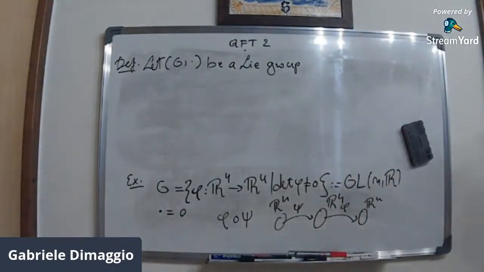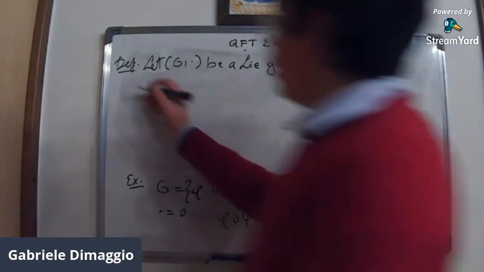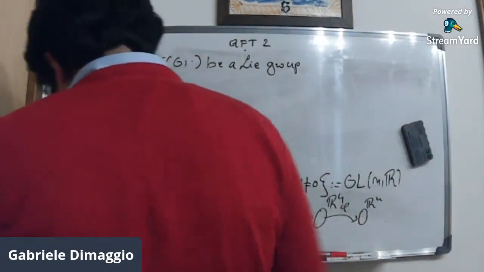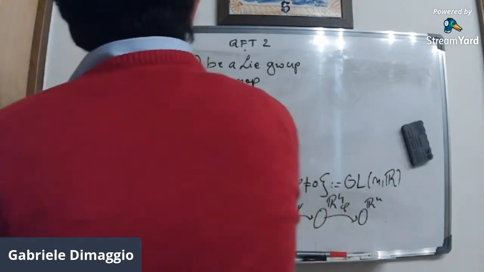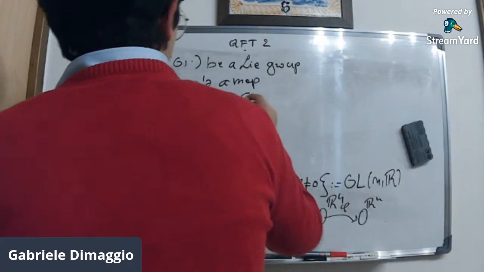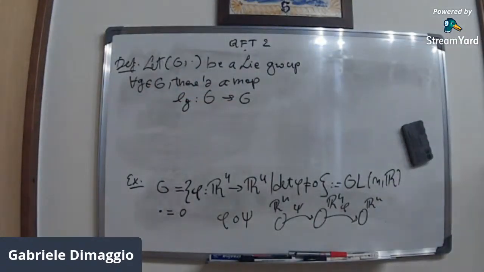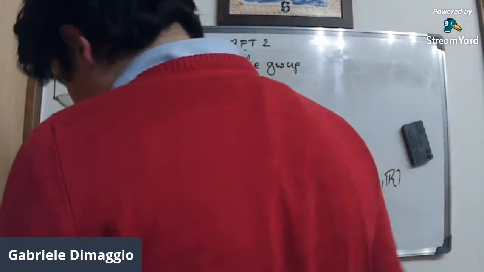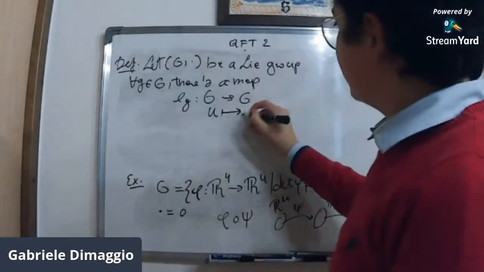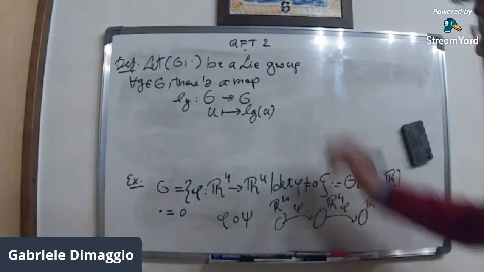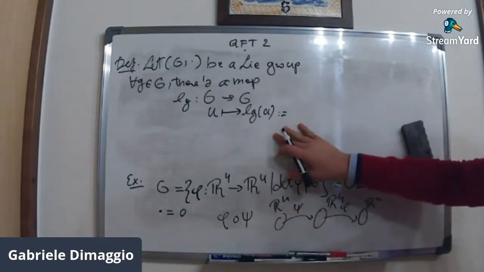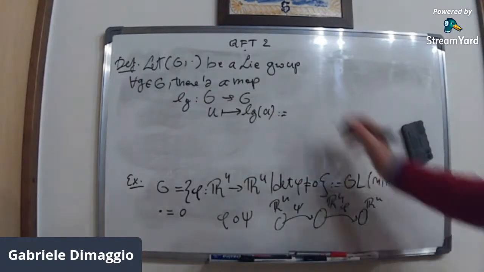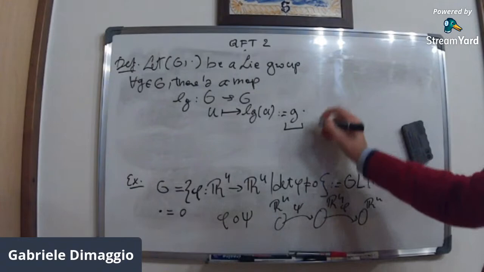So let G be a Lie group, G with an operation, and for every element of this group, there's a map L_G from G to G, and this takes an element of the group U and gives an element L_G of U. And this is defined as the multiplication on the left side for U.